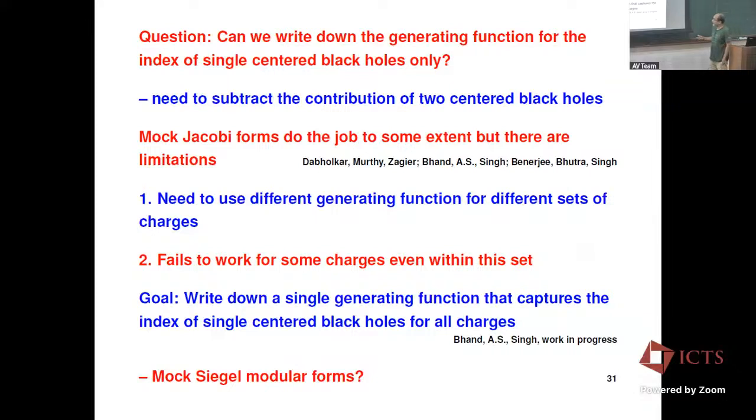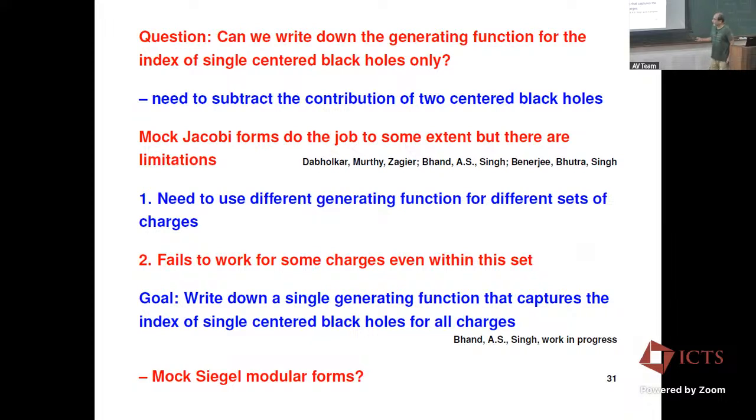So these questions are addressed to some extent by Dabholkar-Murthy-Zwegers, where mock Jacobi forms played some role. But they didn't really solve the whole problem, because what they managed to do is to get a formula, but they had to use a different generating function for different sets of charges. So what they did was, you have these three charges, Q1, Q2, Q3. Imagine that you keep Q1 fixed, right? Expand this in a Fourier series and keep Q1 as a fixed number. So for every Q1, you have an expansion in two variables, that they identified, after subtracting the two-centered contribution, as a mock Jacobi form.